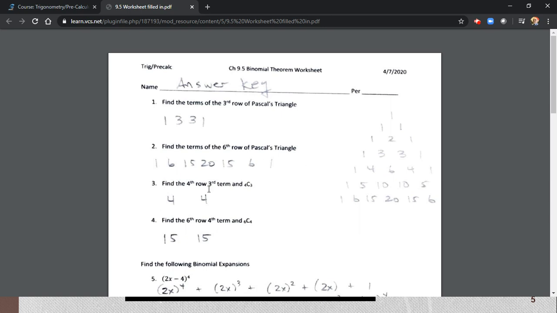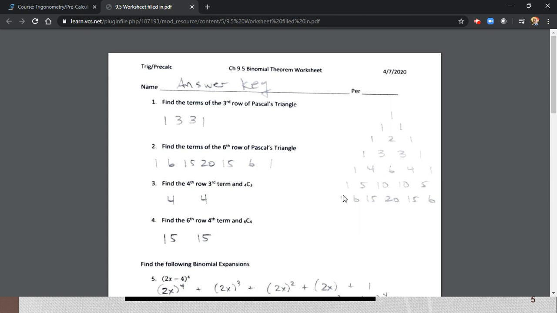Find the 4th row, third term. So here's 0, 1, 2, 3, 4, and here it gets 0, 1, 2, 3. So 4th row, third term would be 4.